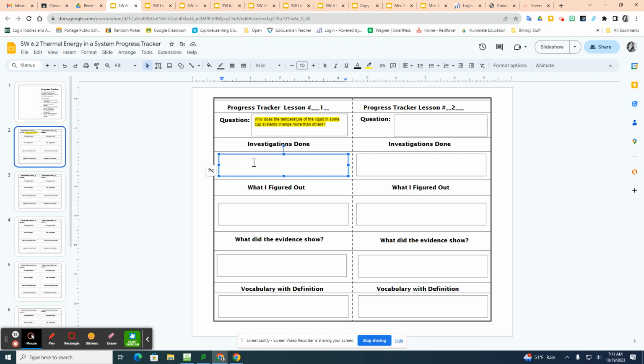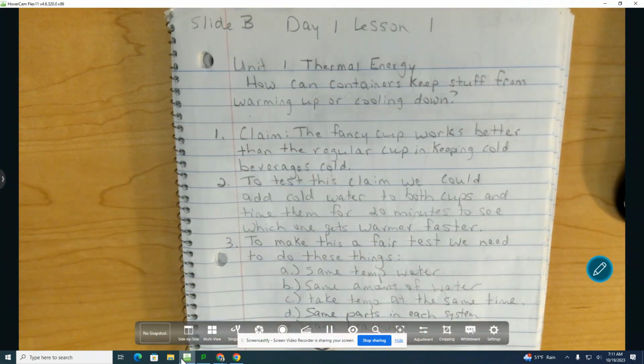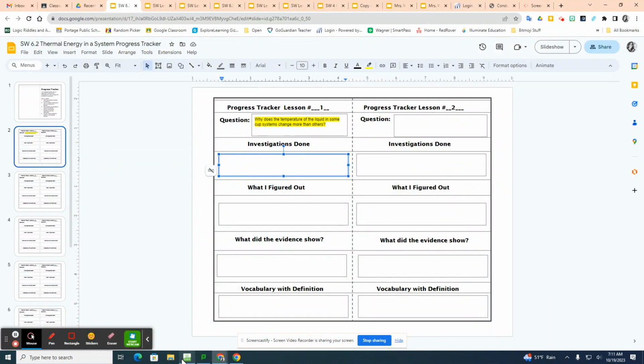All right, now what was the investigation that we did? So again, this was the fancy cup versus the regular cup. So all I need to do here is just say fancy cup versus regular cup. There we go. All right, and then what did I figure out?